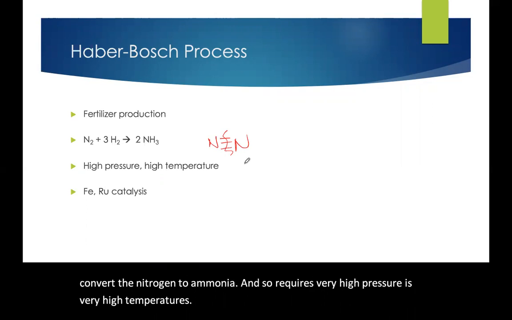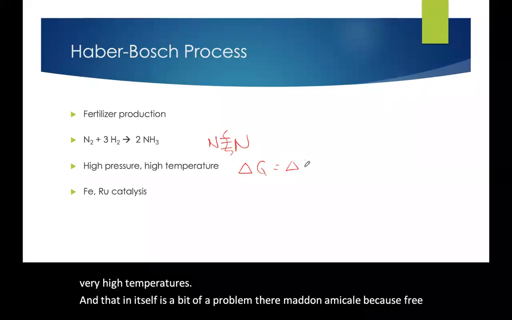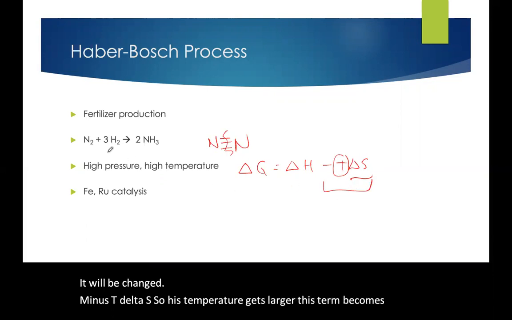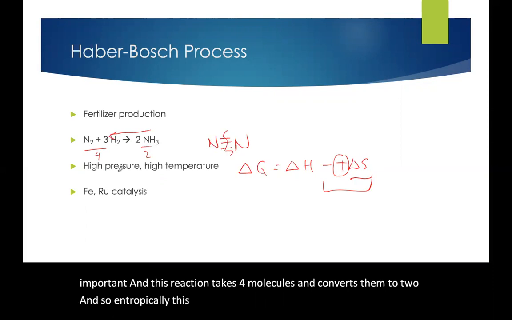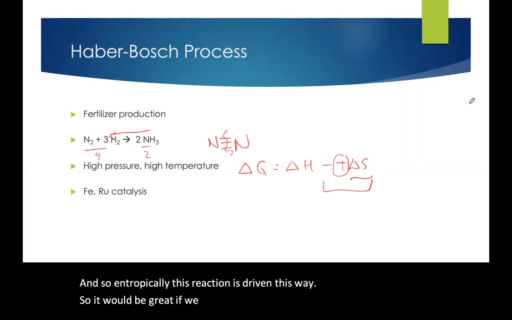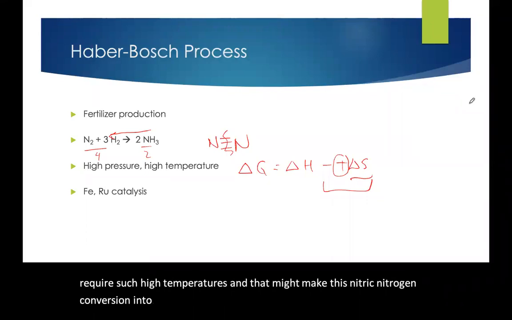And that in itself is a bit of a problem thermodynamically because free energy is equal to enthalpy change minus T delta S. So as temperature gets larger, this term becomes more important. And this reaction takes 4 molecules and converts them to 2. And so entropically, this reaction is driven this way. So it would be great if we could come up with a process that doesn't require such high temperatures. And that might make this nitrogen conversion into ammonia even more efficient.